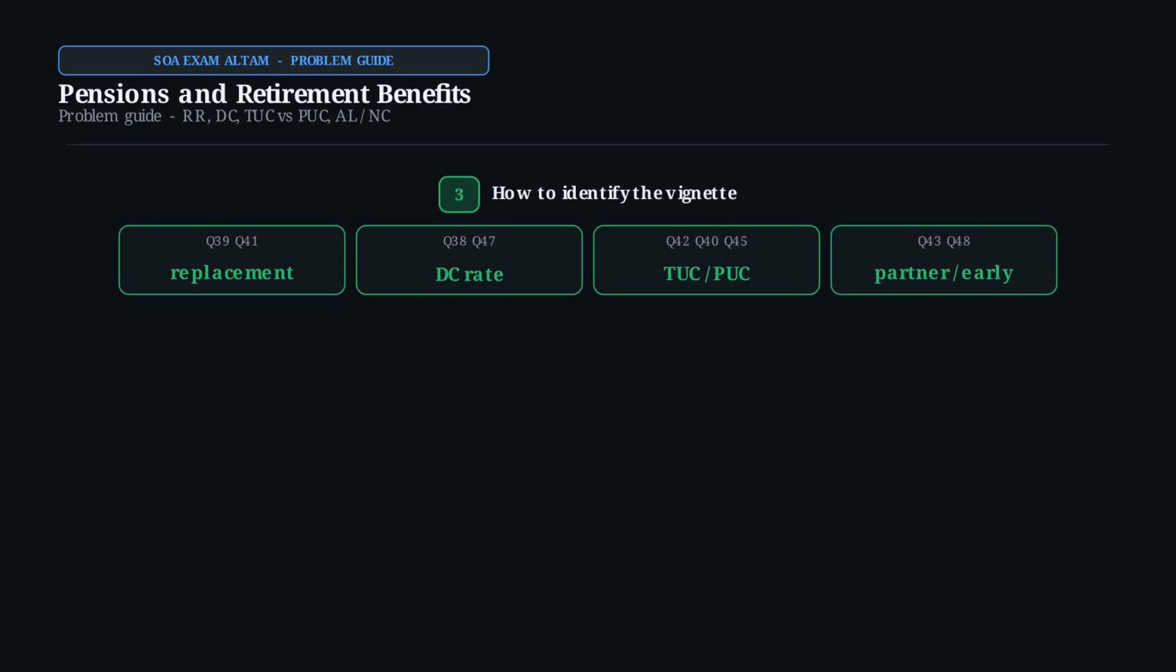You are here when you see replacement ratio, defined contribution pot, final average salary, career average, traditional unit credit, projected unit credit, normal cost, or early retirement reduction. Questions 39 and 41 are replacement. 38 and 47 solve a DC rate. Then accrued exits, a service table, TUC and PUC, partner overlays, and early retirement.